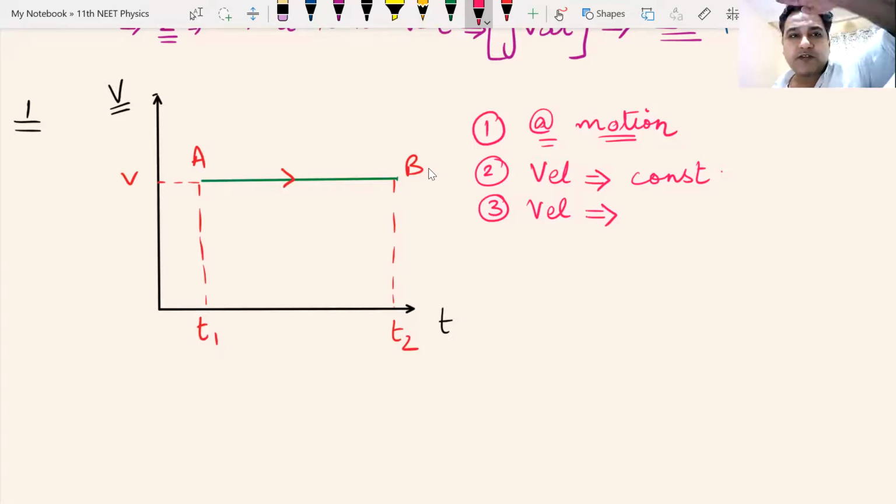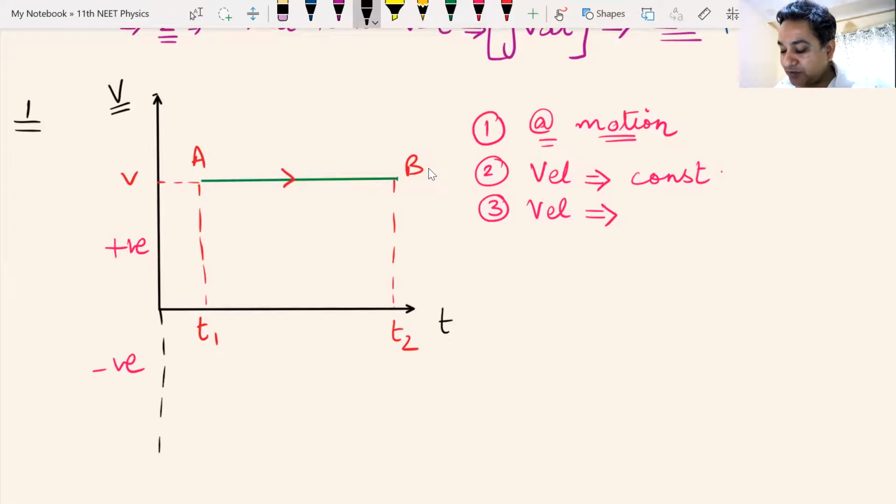The graph is above the time axis. So above the time axis, this is positive. If the graph was below the time axis, it would have been negative. Yes or no? Please tell me your answer. Yes, Tanu.